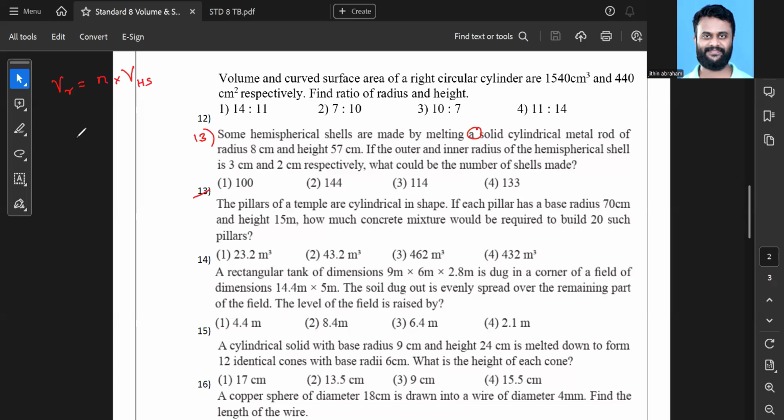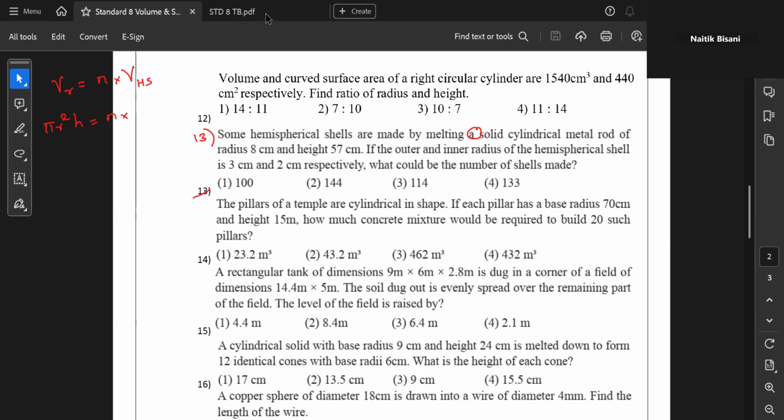Yeah, so in this case, first of all, volume of the rod is how much? It's pi r square h. Now they have given r as well as h, is equal to n multiplied by the hemispherical shell's volume. How much will that be? What do you think? Have I taught you the hemispherical shell's volume?